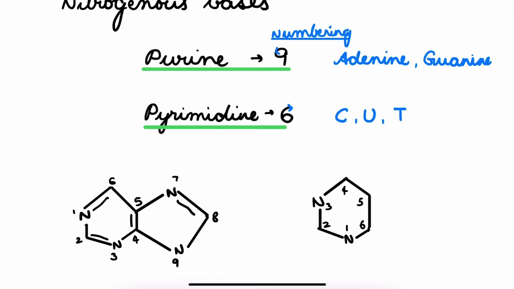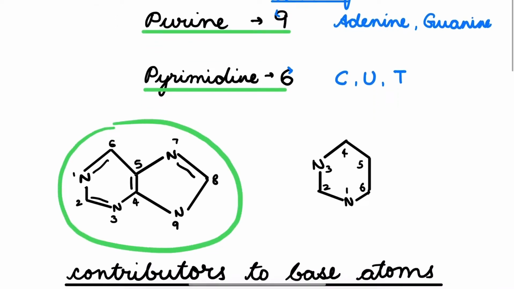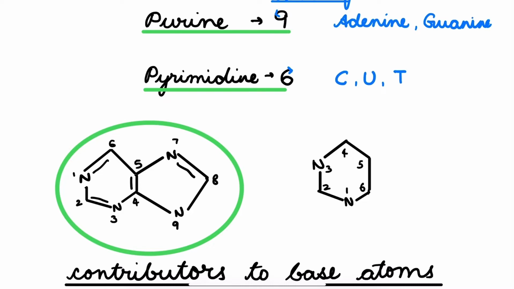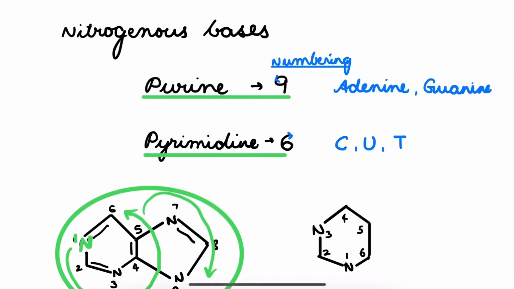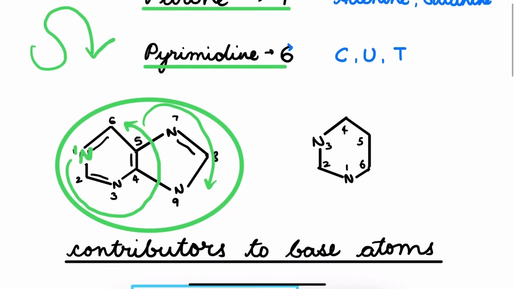If you look at this structure of purine, here you can see that we start numbering from this first nitrogen. You'll start off from here and you'll go in an anti-clockwise direction first. Firstly you'll go anti-clockwise, then you'll come in a clockwise manner. So this is how you number. You start off from this: 1, 2, 3, 4, 5, 6, and then you come here 7, 8 and 9.